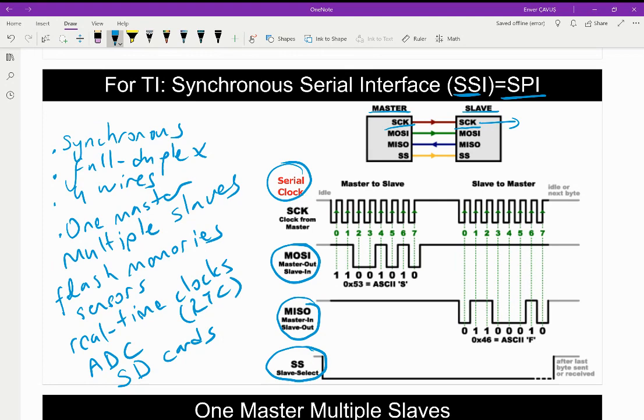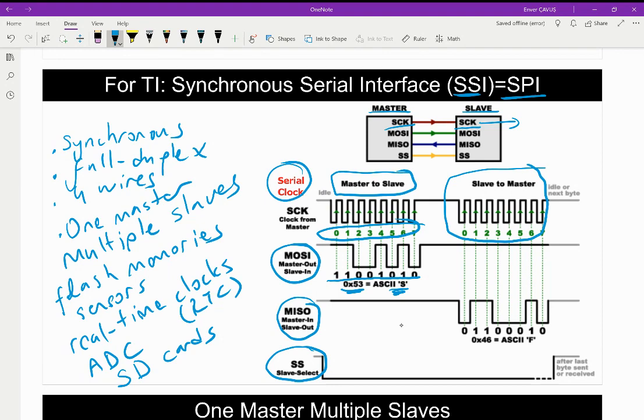So let's look at this waveform. As you see, I am trying to send some data from master to slave. So I am using 8 clocks. So in these 8 clocks, I am sending 11001010, which is 53 in hex. This is the ASCII character S. And then in this time frame, I am transmitting some data from the slave to the master.